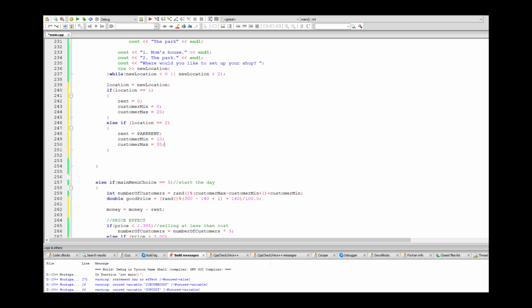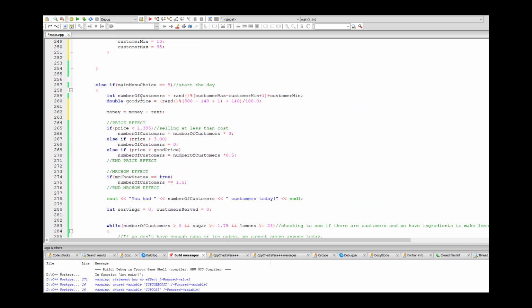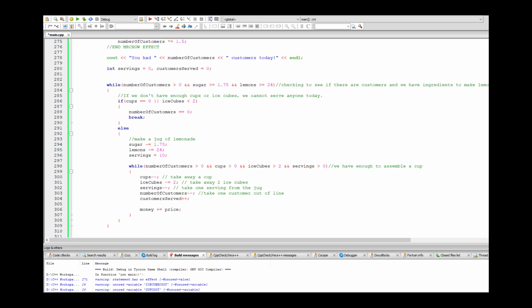And what that does is it affects the customers down here, right? So in the main menu choice, when we generate our initial customers, because the customer max and min have changed, then we're going to create a different outcome from being a different place. But what happens is then they also have to pay a rent to be there. Now, this is going to have to be balanced. You're going to have to play the game for a bit to figure out what numbers actually work with the game, so it's not just totally broken by going to a certain area, right?